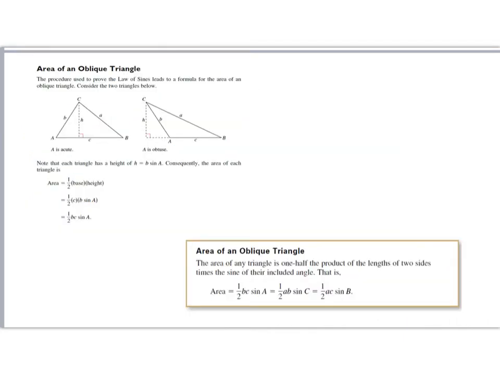Okay, so here's another case, area of an oblique triangle. So the procedure used to prove the law of sines leads to a formula for the area of an oblique triangle.